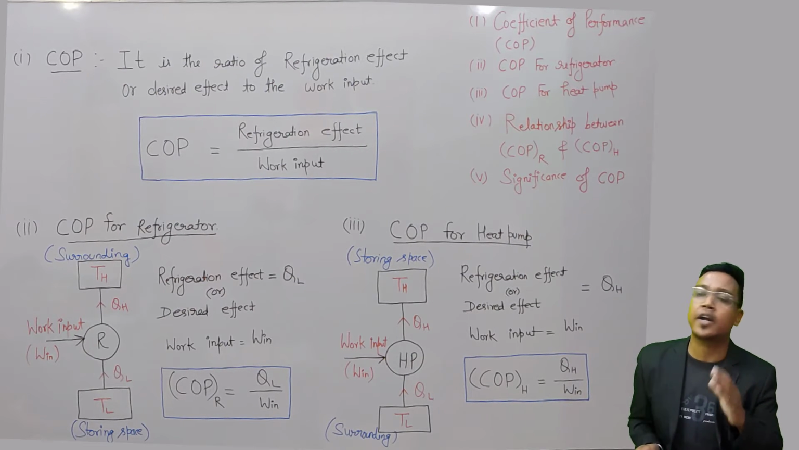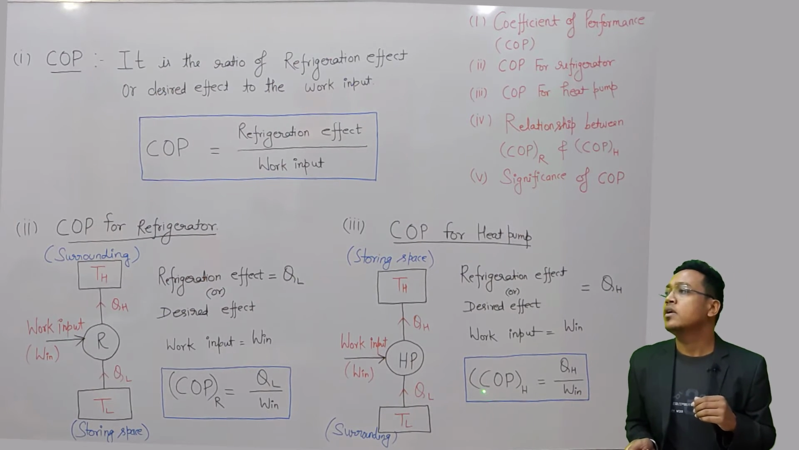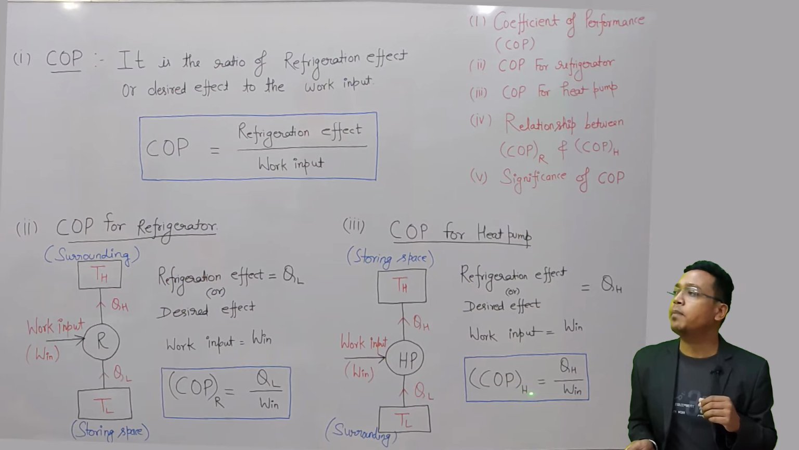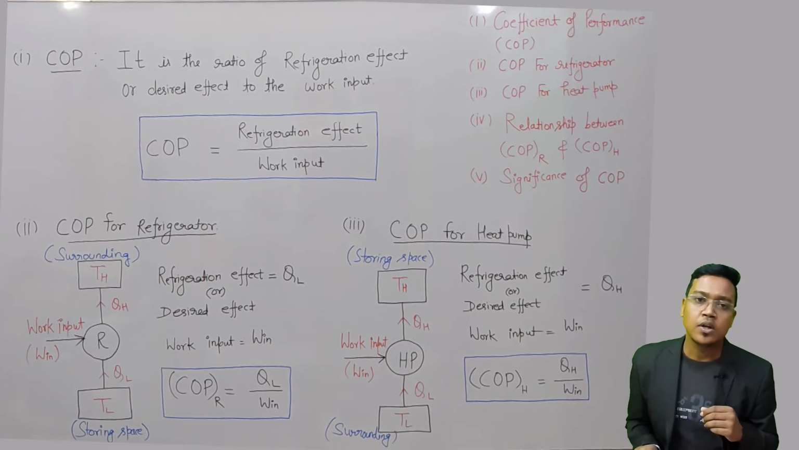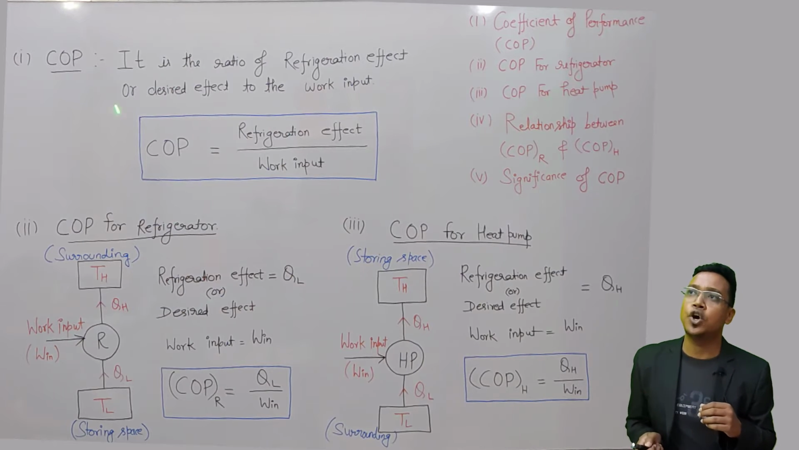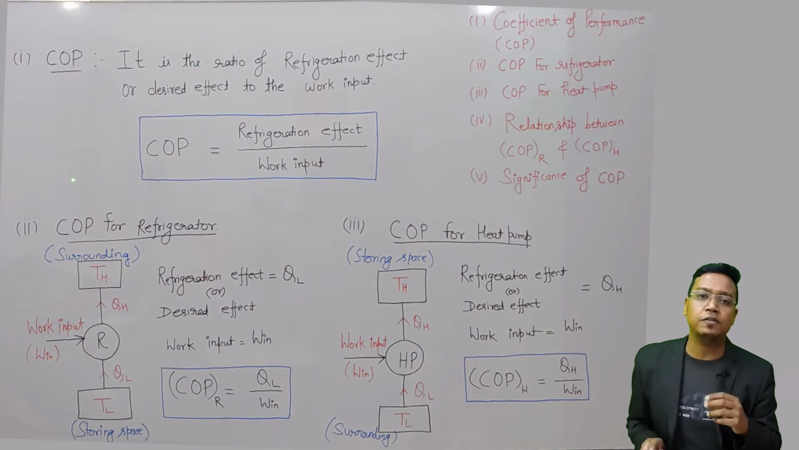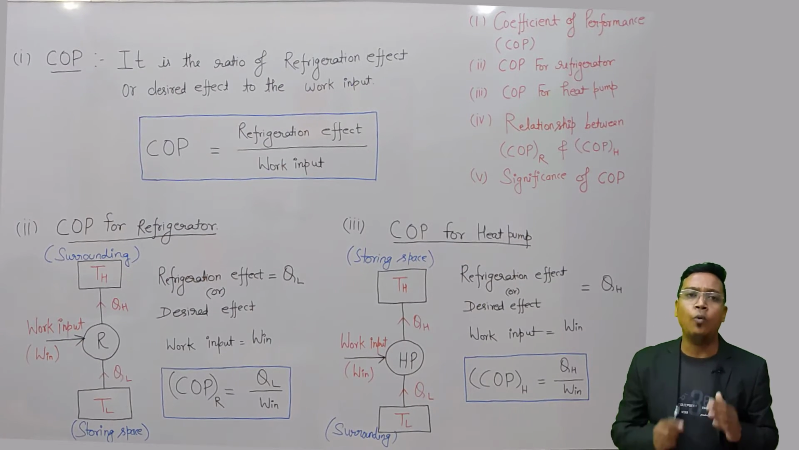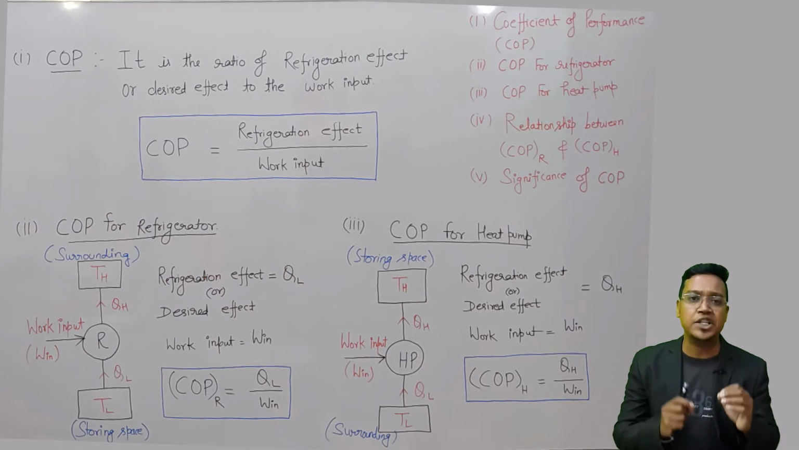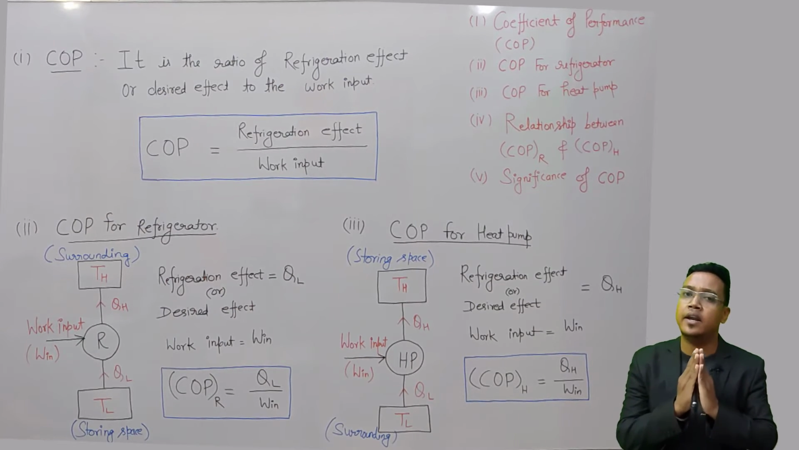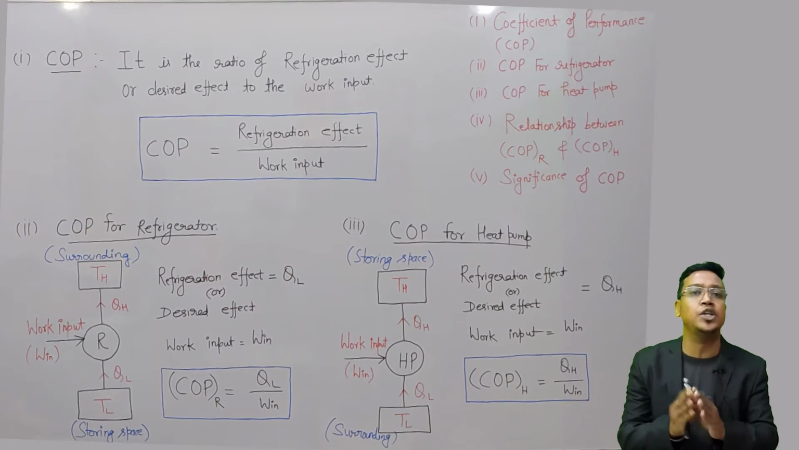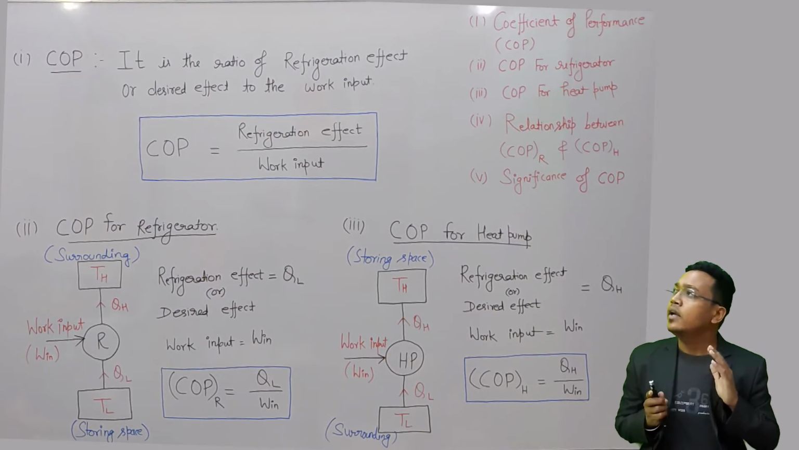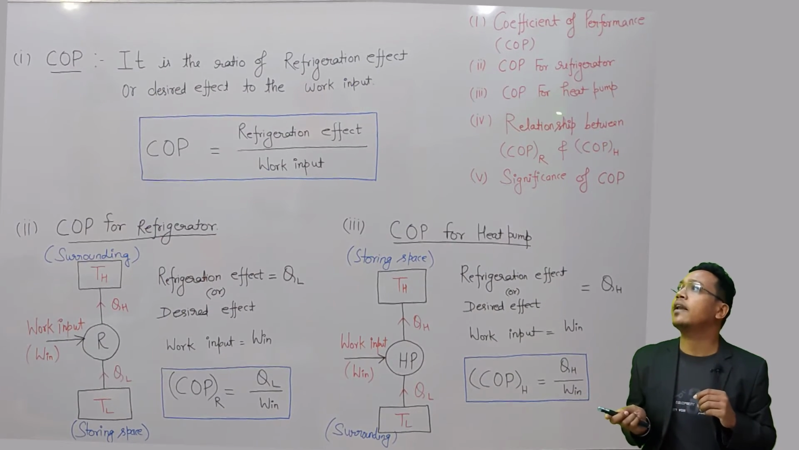To the work input. So heat pump. COP for heat pump is equal to QH divided by WIN. So friends, we have seen the definition of COP, then we have seen COP for refrigerator, then COP for heat pump. Now we will see there is some relation between COP of refrigerator and COP of heat pump. Now we will see what is that relation.